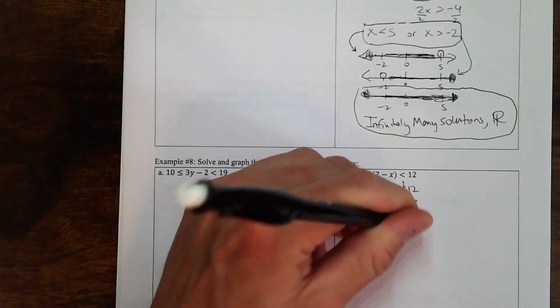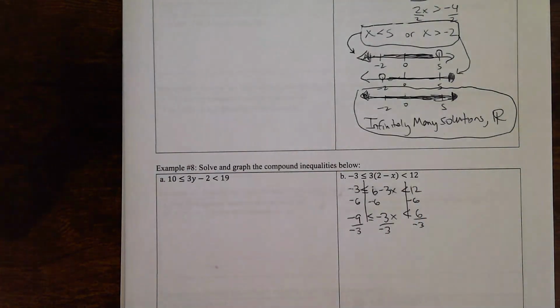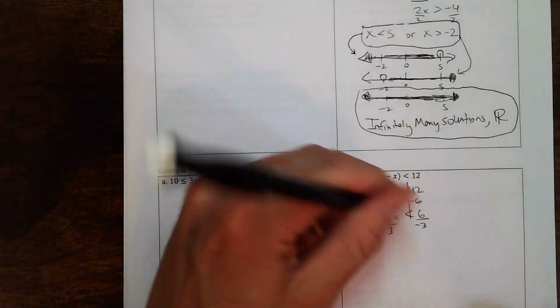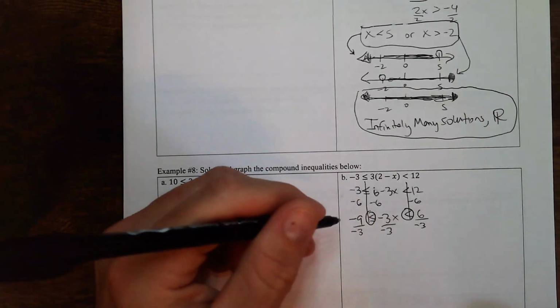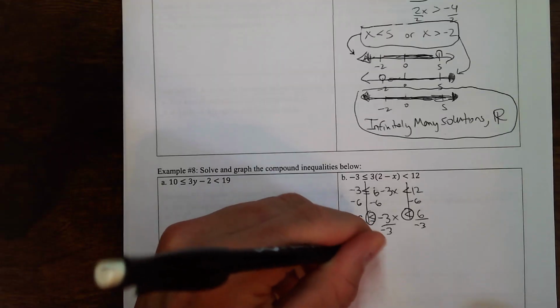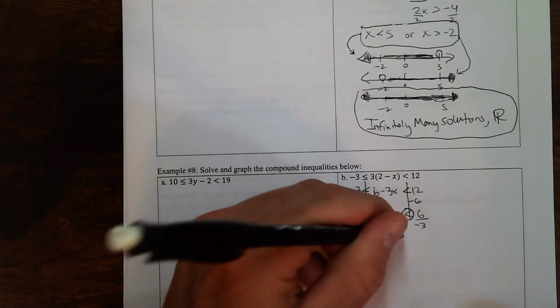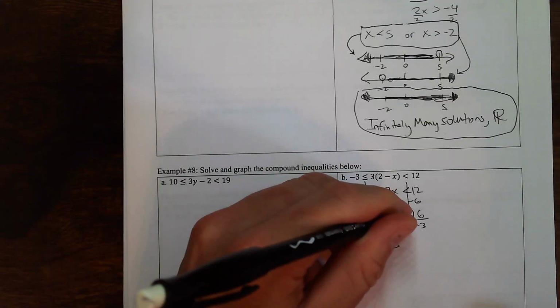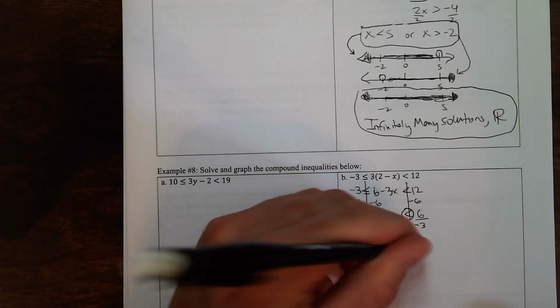Next thing I'm going to do is divide by negative 3, so I do it to the left, middle, and the right. The other thing too is that anytime you divide by a negative, you have to flip the inequality signs. So I have to flip the inequality signs. So I'm at 3, instead of being less than or equal to, it'd be greater than or equal to x. And then x, instead of being less than, be less than negative 2.